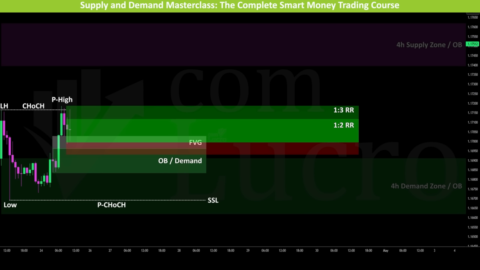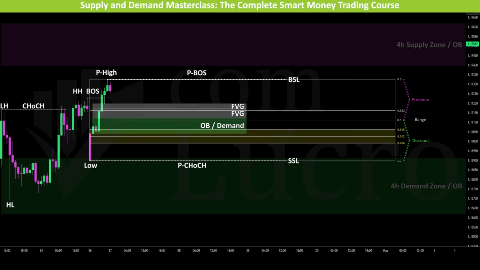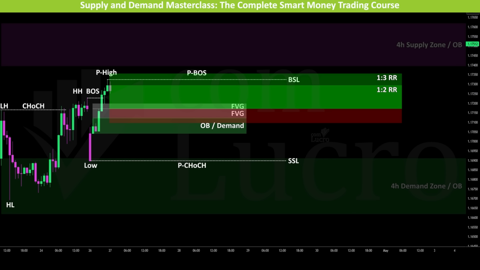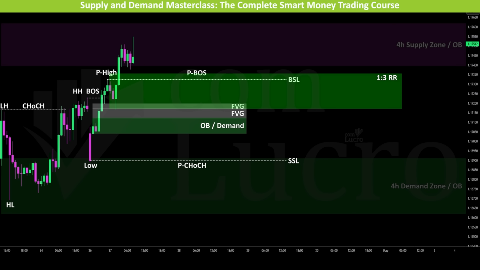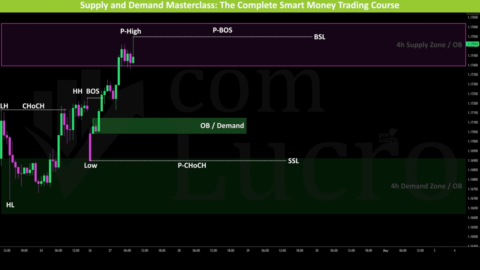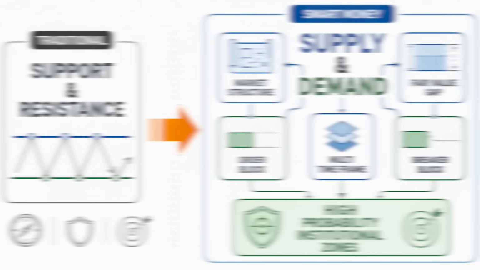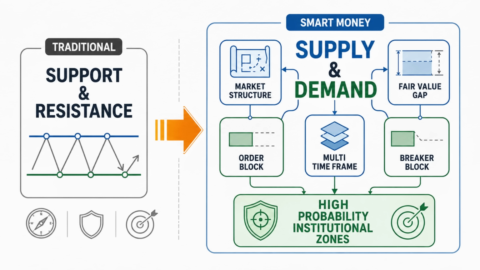Supply and demand is one of the most powerful concepts in smart money concepts, but many traders still use it the wrong way. They draw weak zones, enter too early, and fail to understand why price respects some areas while ignoring others. In this masterclass, you will learn how to separate supply and demand from traditional support and resistance, identify high-probability institutional zones, understand why price returns to them, and execute trades using market structure, fair value gaps, mitigation blocks, breaker blocks, and multi-time frame analysis.